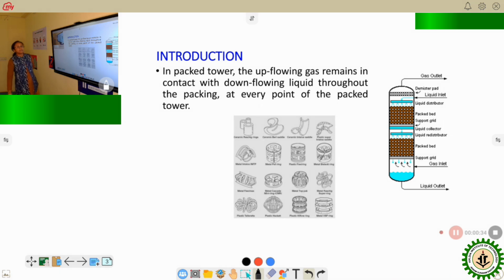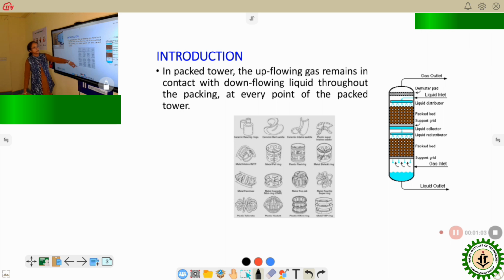So packed tower basically is a cylindrical column where the upflowing gas remains in contact with the downflowing liquid solvent throughout the packed material at every point of the packed bed. And various types of packing material we can use in the packed bed tower. So these are the various packing materials shown which are industrially used.